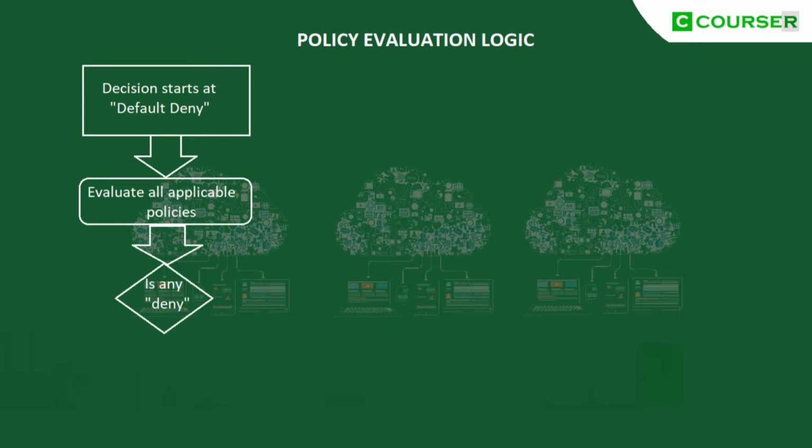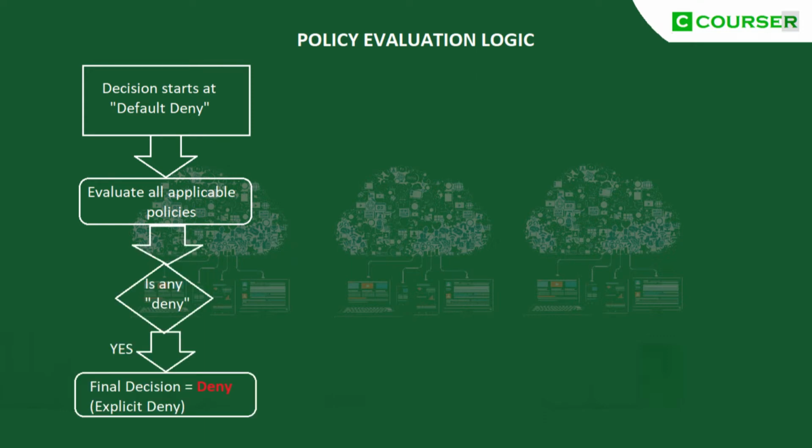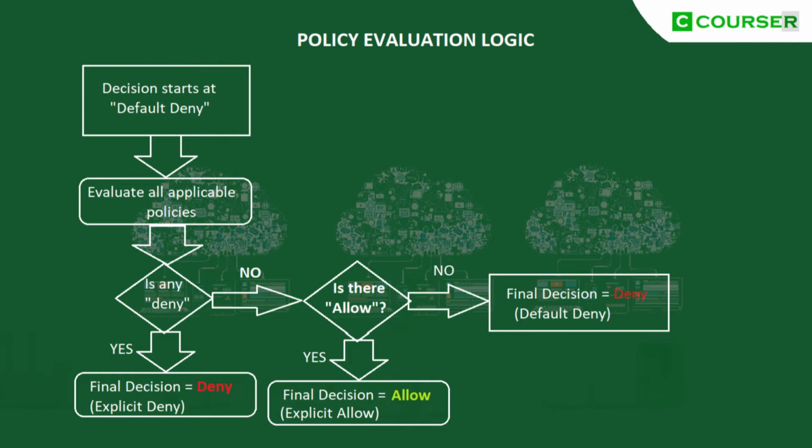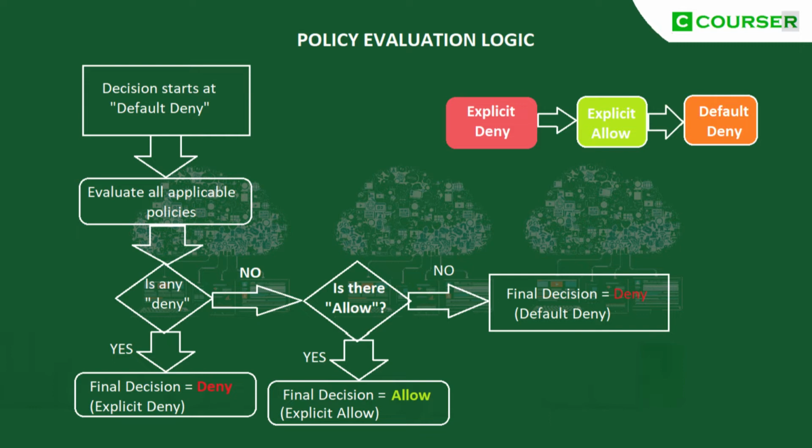So if it's in default deny, it will check if there is any deny. If it's yes, the final decision is deny. If it's no, it will check if there is any allow. If yes, the final decision is allow. If no, the final decision is deny. So it can be an explicit deny, then explicit allow, then default deny.